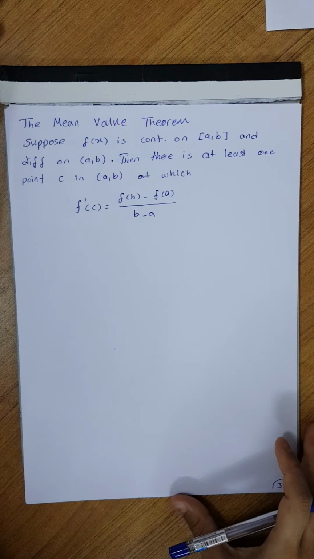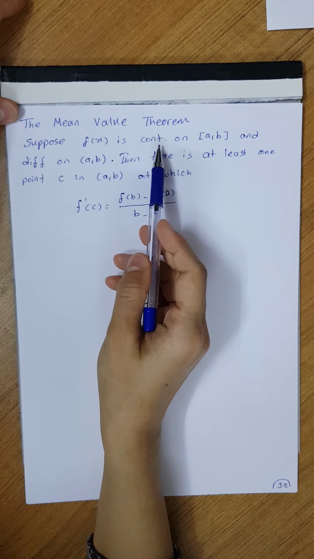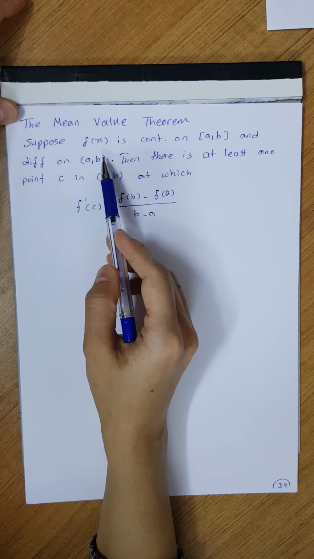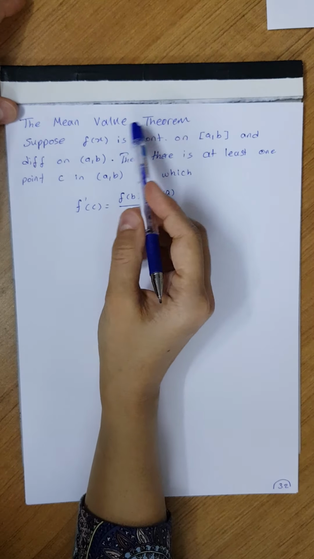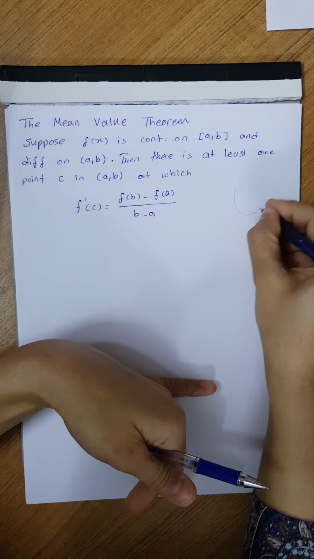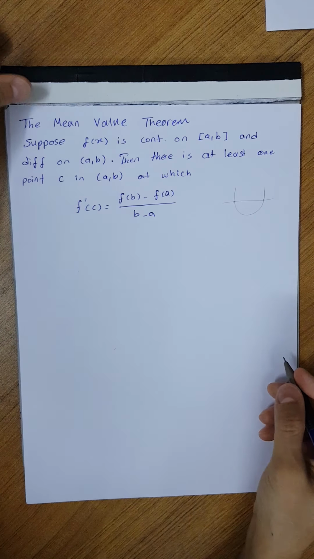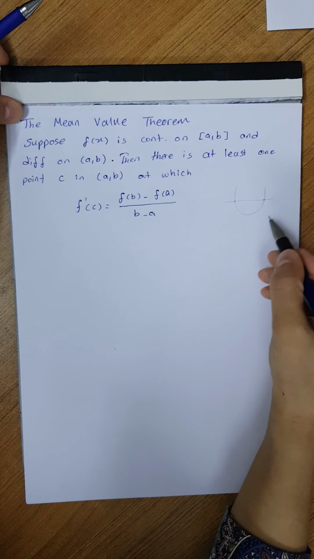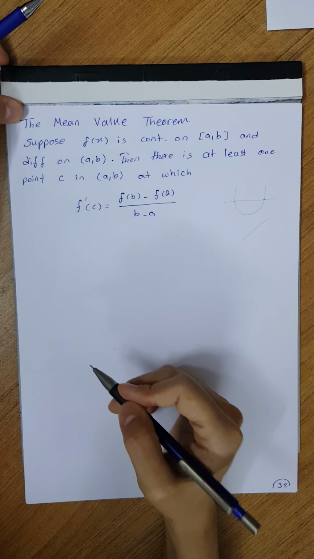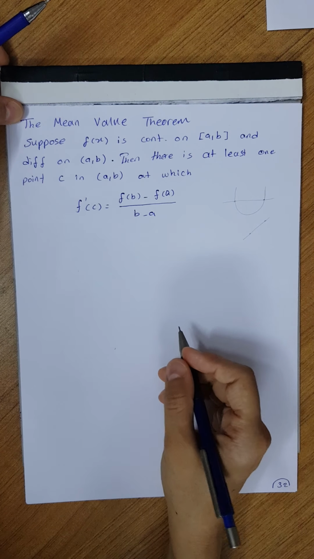We have got the mean value theorem. What does the mean value theorem say? It says, suppose that f of x is continuous on [a, b] and differentiable on the open interval (a, b). In general, we call the mean value theorem a slant form of Rolle's theorem. Why? Because in Rolle's theorem we were drawing a horizontal line, making f of a and f of b equal to each other. But with the mean value theorem, we are drawing a slant line that makes those two numbers not equal to each other.